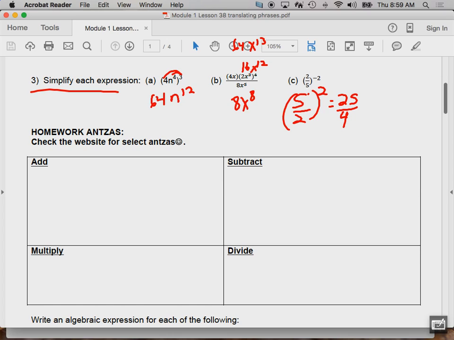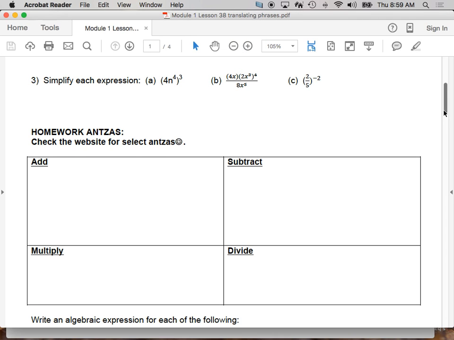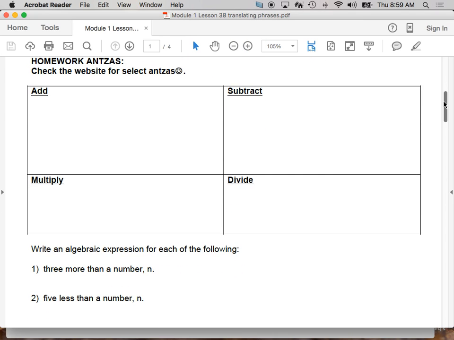Okay, now, let's take a look at some of today's lessons here. Today, we start translating expressions, and we need to come up with words that suggest particular operations in mathematics. What are some words that indicate that you should add?